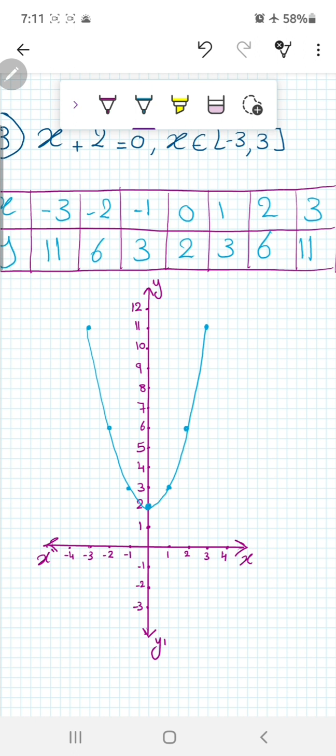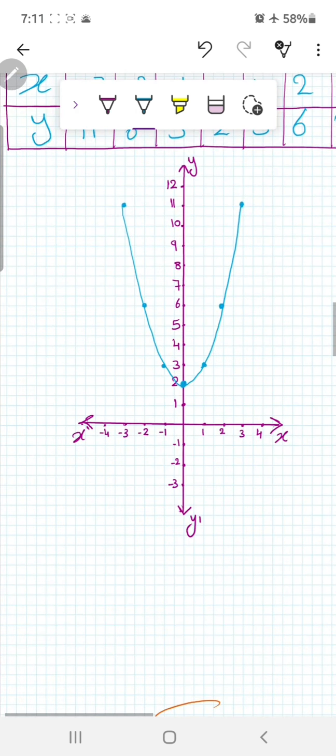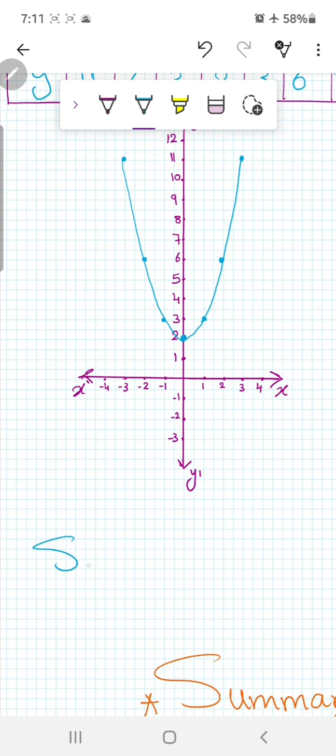What did you notice here? The curve doesn't intersect the x-axis, so here we have no solution. So the solution set here is phi.